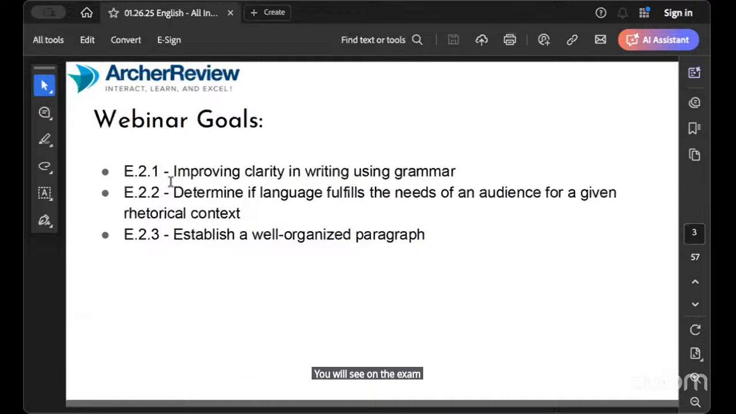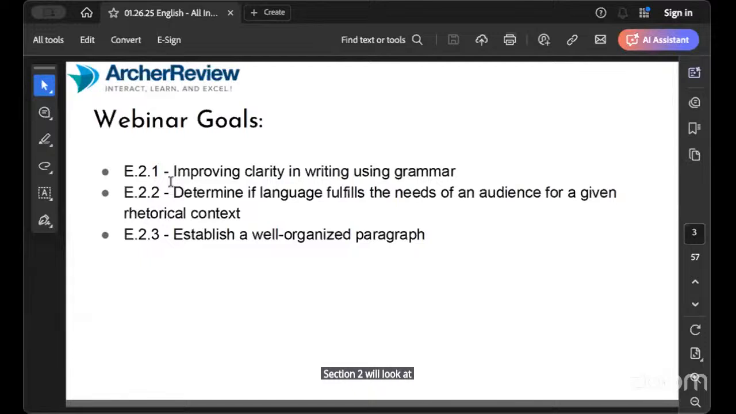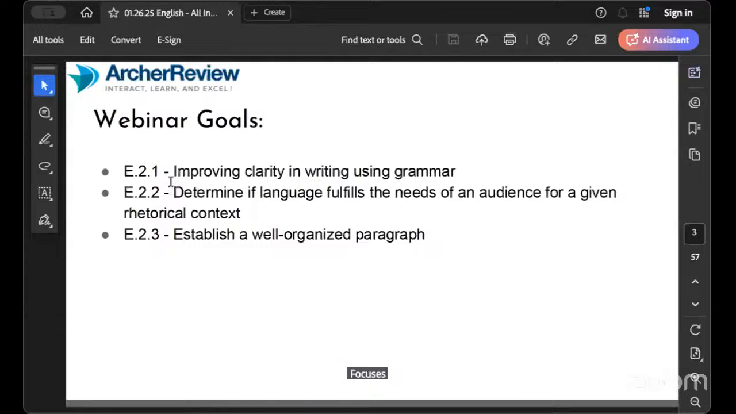So, with the first section, we're going to look at improving clarity in writing using grammar. Section 2, we'll look at determining if language fulfills the needs of an audience for a given rhetorical context. And 3 focuses all about establishing a well-organized paragraph.